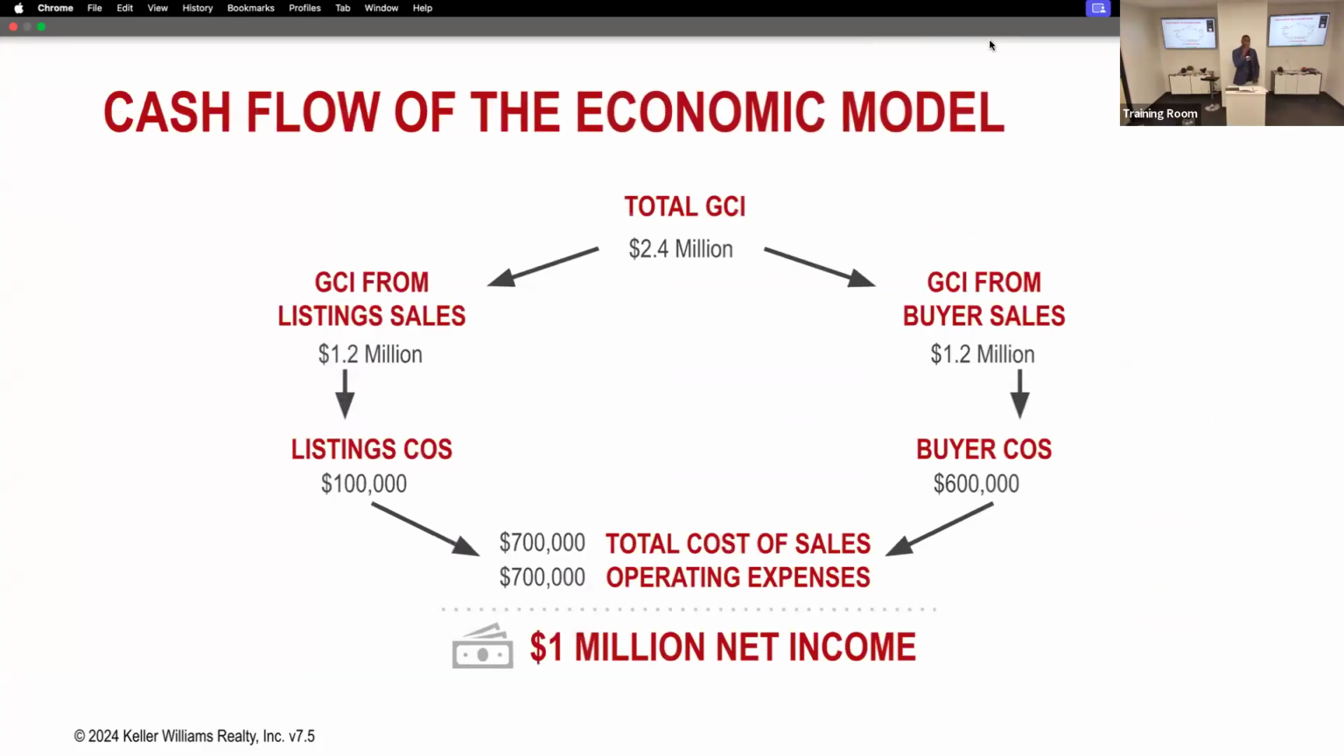So, cash flow of the economic model. These are for $1 million net. These are our bigger teams. So total GCI 2.4 million. This is on the 30, 30, 40 model. So total cost of sale coming in at 700,000. GCI from the buyer team coming in at 1.2. This looks like a 50-50 split, so 600,000 there. Listing cost of sale looks like they're listing heavy, but the owner's probably doing most of the listings. So there's your cost of sale, there's your operating expenses to get there, and that's how you net $1 million.